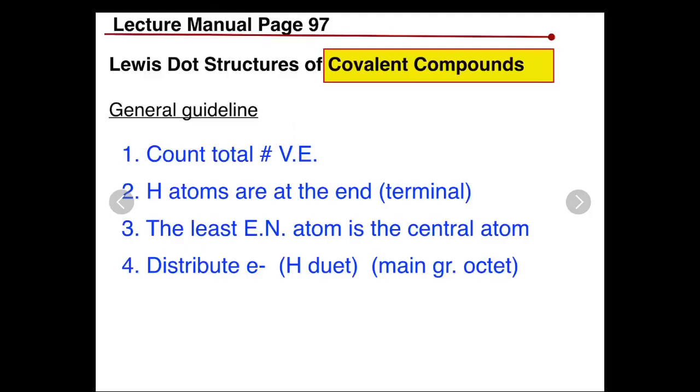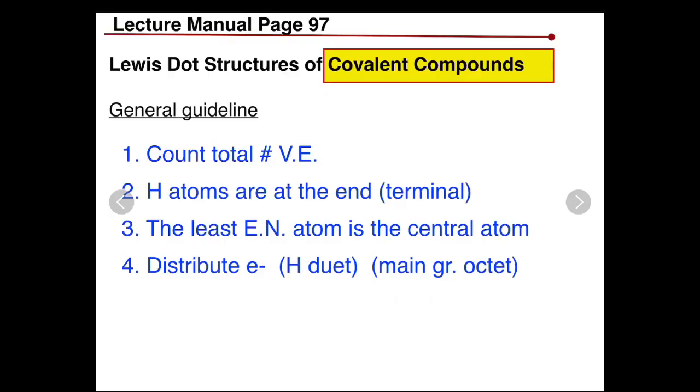Okay. Number 4 is that you are going to make sure that you distribute all the electrons that you counted from number 1. Make sure that hydrogen meets the duet, which means it needs to have 2 electrons, and all other main group elements need to have the octet.